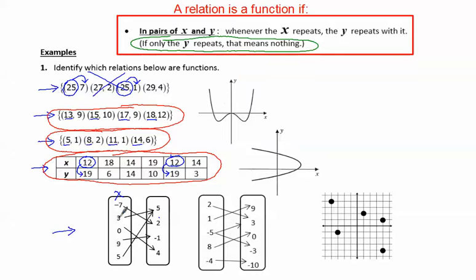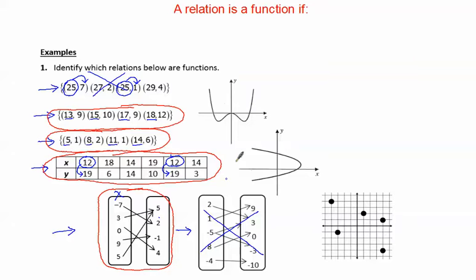I do not see any x value here that has more than one arrow coming out of it, so I can call this a function. When we look at the next mapping, right here, the 2 goes with the 3, the 1 goes with the 9. The -5 is paired with the 3, but then also with the -3. So that would mean one x repeating with 2 different y's. We cannot have that in a function, so this is not a function.